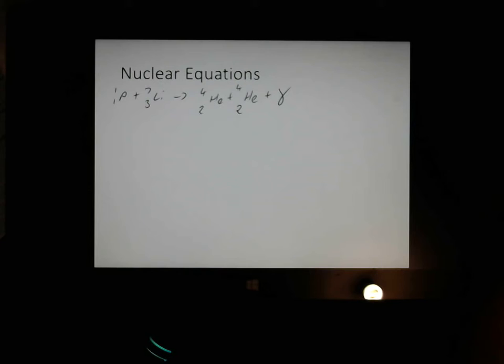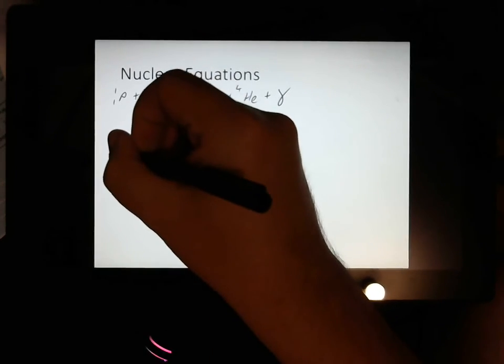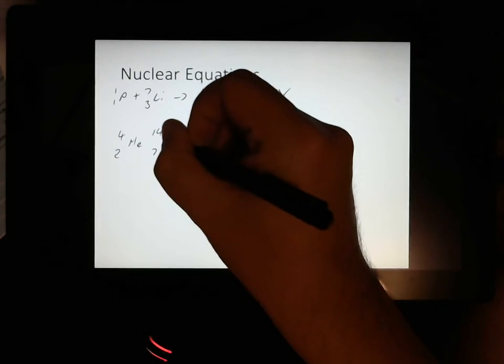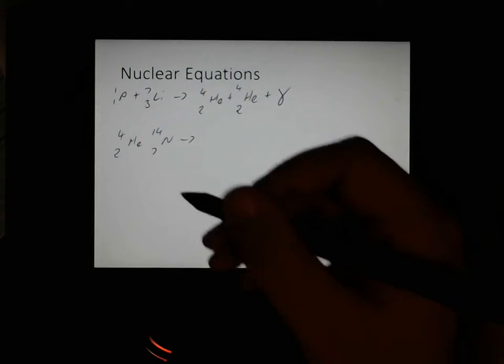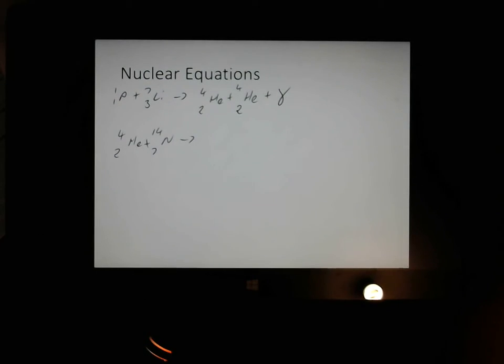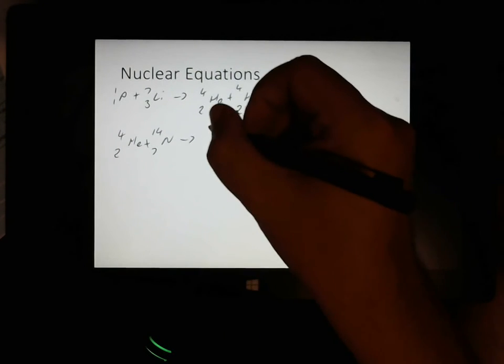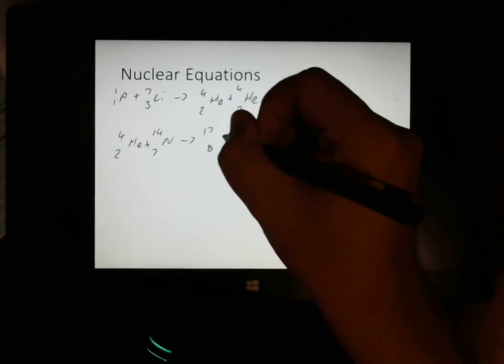If we wanted to look at an alpha particle collision, and alpha particle collisions are really important whenever you're studying anything about stars, because stars use extensive amounts of helium collisions in order to model these. So let's take a 4,2 helium crashing into a nitrogen 14. Okay, this would happen, so there should be a plus there. This would happen in the sun, and would happen in some larger stars as well. And it's going to create, let's see, a 17, 8 oxygen.